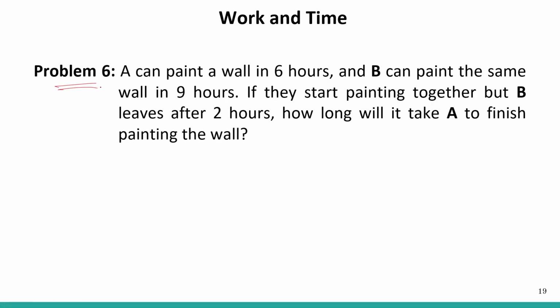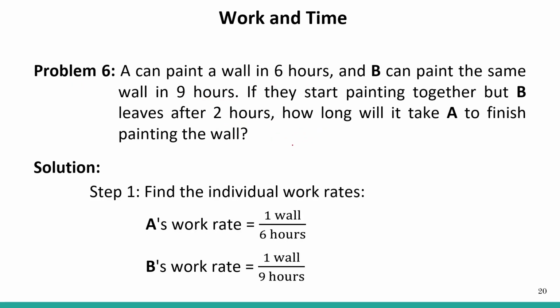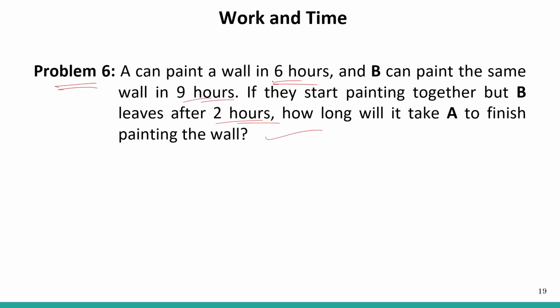So problem 6. If A can paint a wall in 6 hours and B can paint the same wall in 9 hours, and they start painting together but B leaves after 2 hours, how long will it take A to finish the painting of the wall? So let's see. A can paint the wall in only 6 hours, and B can paint that same wall in 9 hours, right? So this seems to be a similar kind of combined work problem.